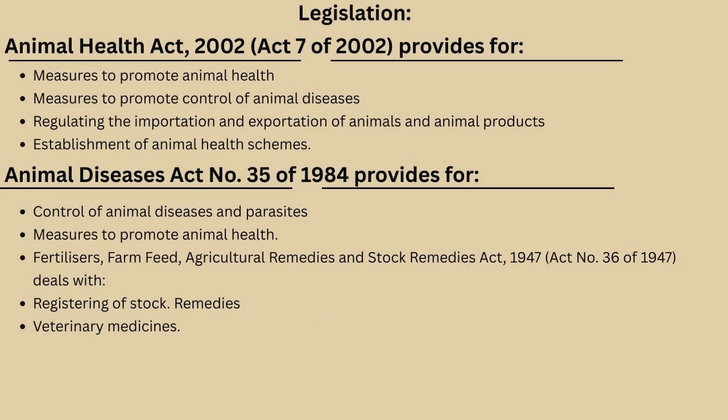Legislation. The Animal Health Act, 2002, Act 7 of 2002, provides for measures to promote animal health, measures to promote control of animal diseases, regulating the importation and exportation of animals and animal products, and establishment of animal health schemes. The Animal Diseases Act No. 35 of 1984 provides for control of animal diseases and parasites. Measures to promote animal health.